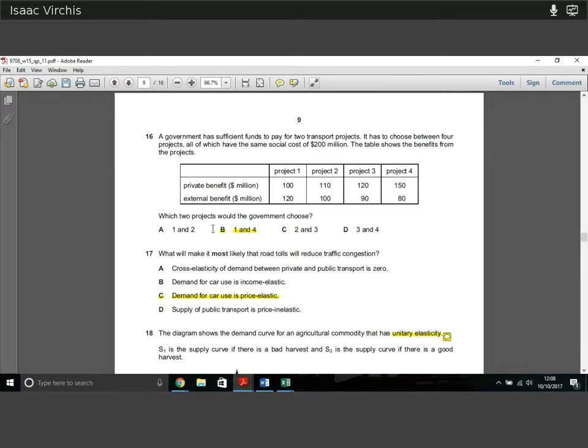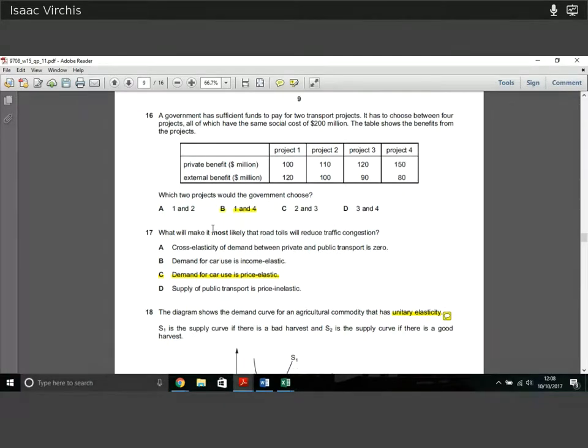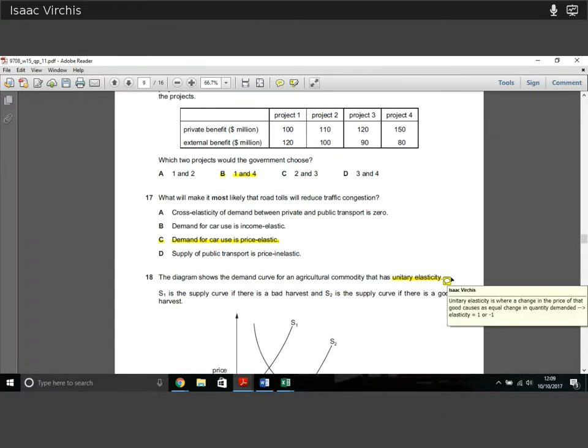That's answer 17. Moving on to question 18, we have a diagram of a demand curve for an agricultural commodity that has unitary elasticity. Unitary elasticity, and I'll show you the definition here, is when a change in the price of that good causes an equal proportional change in the quantity demanded. So if price increases by 10%, you get a 10% fall in quantity. But the majority of goods see consumption fall when price goes up.